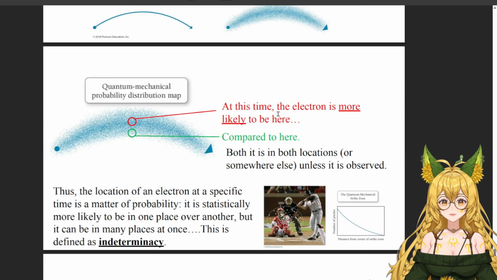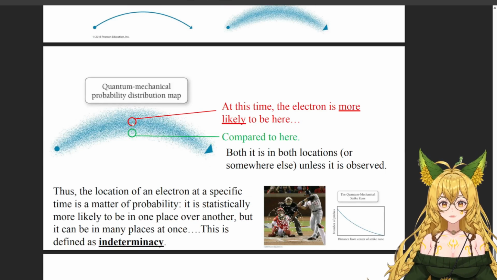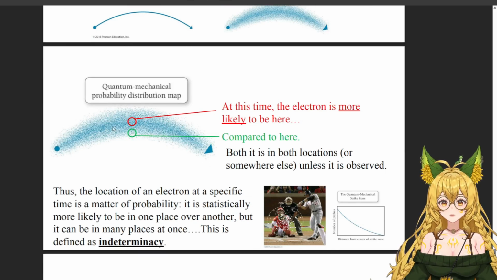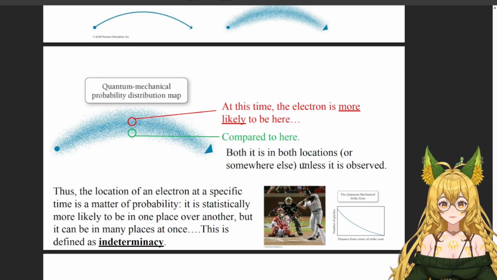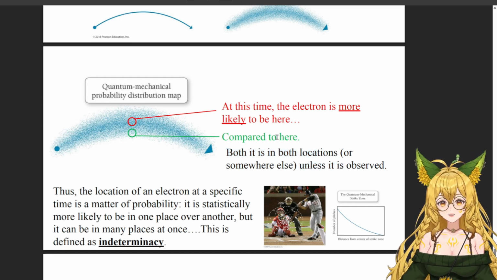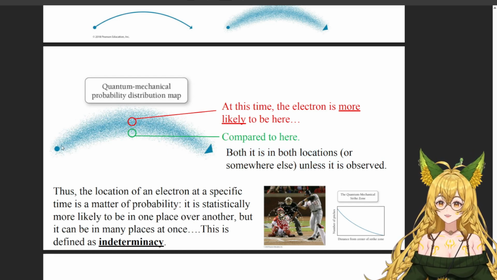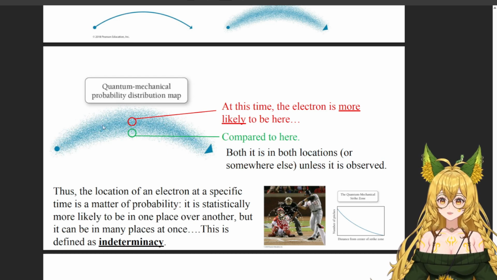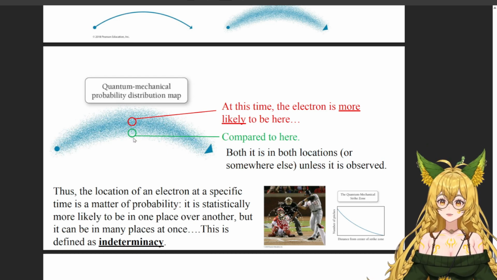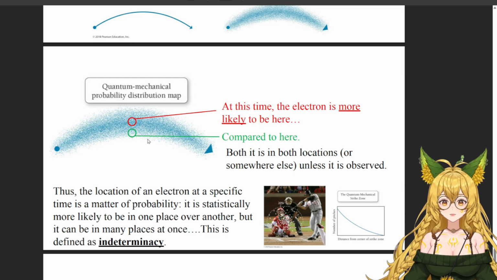At this time, the electron is more likely to be here compared to here. So it's more likely to be towards the center than it is to be on the outside. It's in both locations or somewhere else unless it's observed though. It'll most likely be in the center here, but depending on if it's looked at or not, it might just be anywhere.